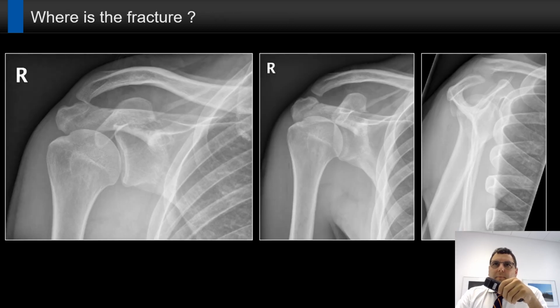So this is a patient who has a fracture, but where is the fracture? It's quite subtle, but it can be appreciated if you look quite closely. I give you a minute to look for the fracture sign, and maybe some of you have already detected the fracture.